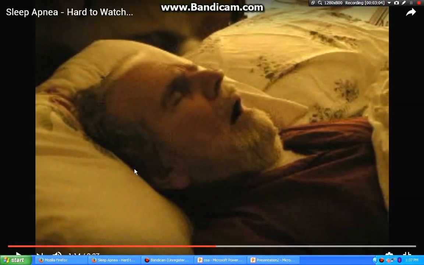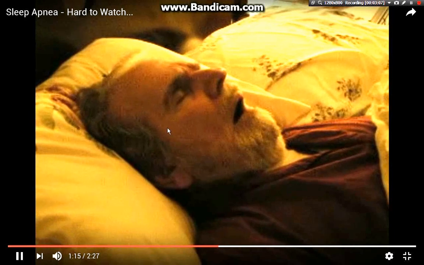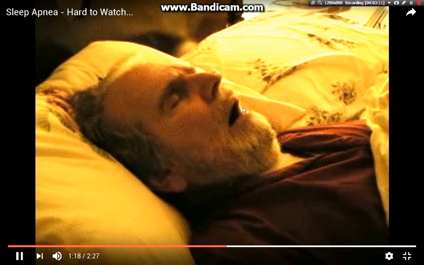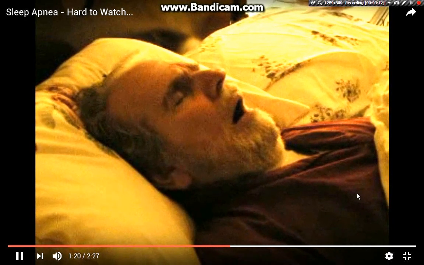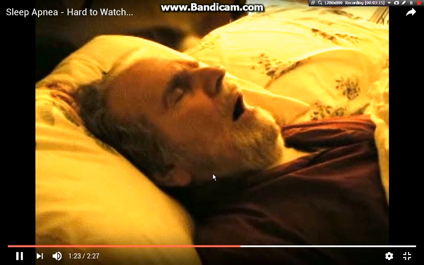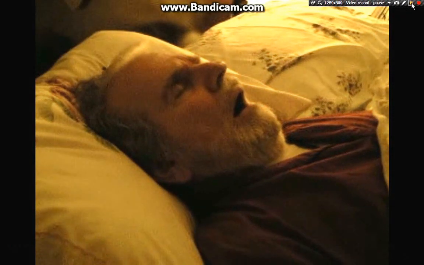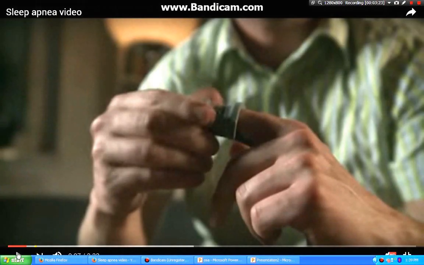This gentleman is a real picture of apnea. We can see his mouth is open and he is not breathing at all. There is no chest movement, and when the oxygen saturation goes down, it stimulates the brain, and that causes him to wake up.